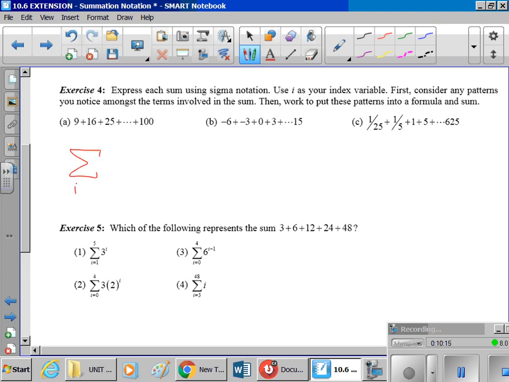So we're going to call our index I. Because this is 3 squared, 4 squared, 5 squared, up to 10 squared, we're going to let I go from 3 to 10, and it's simply going to be I squared. And that will generate that sequence that you see right there.